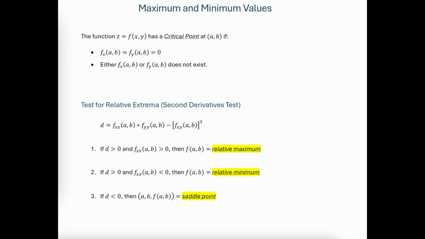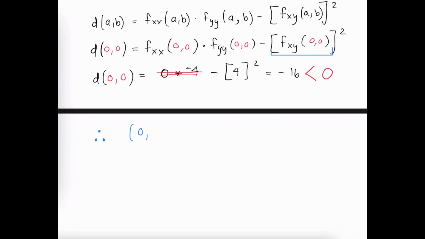And when we come back up to our second derivative test, we see that if that D value is less than 0, then we end up with a saddle point at the ordered triple on the surface. So therefore, the ordered triple, (0, 0) as the domain element, and then whatever the function is evaluated at (0, 0) to get the z-coordinate is going to be a saddle point. So let's see what that z-coordinate is.